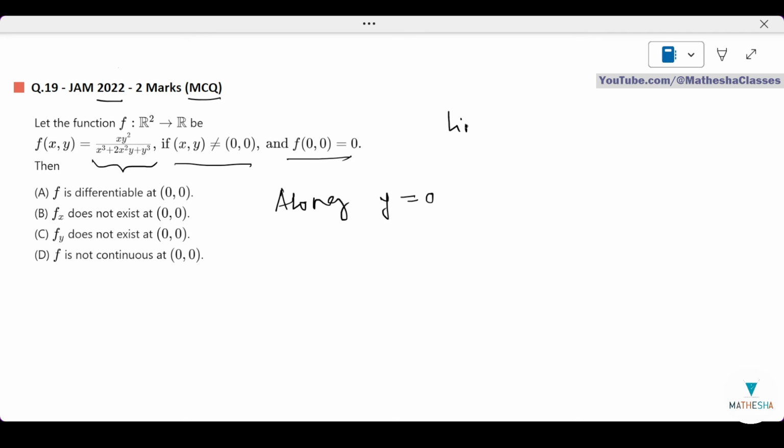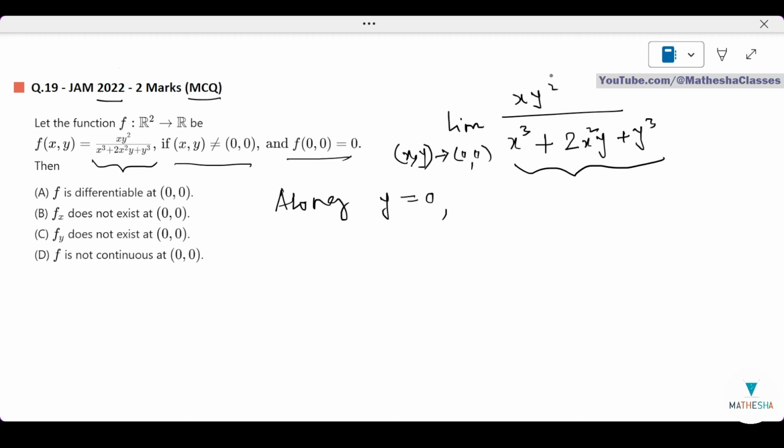So if you are trying to calculate this limit xy² upon x³ + 2x²y + y³ as (x,y) tends to (0,0), along y equal to 0, note that this part will become 0 if you are putting y to be 0. So that is becoming limit (x,y) tends to (0,0), this part is becoming entirely 0, so 0. So the limit along y equal to 0 is 0.